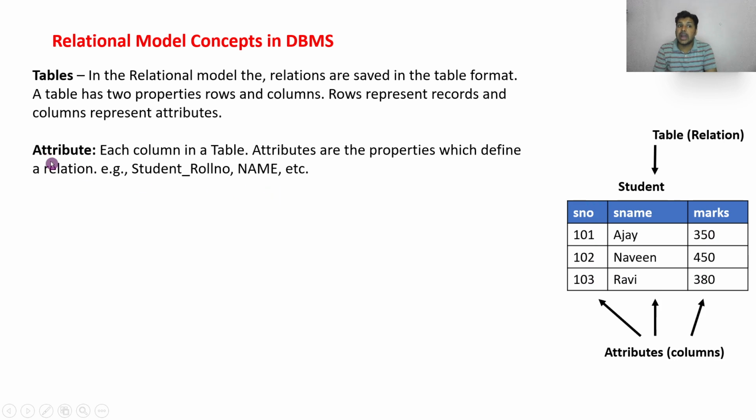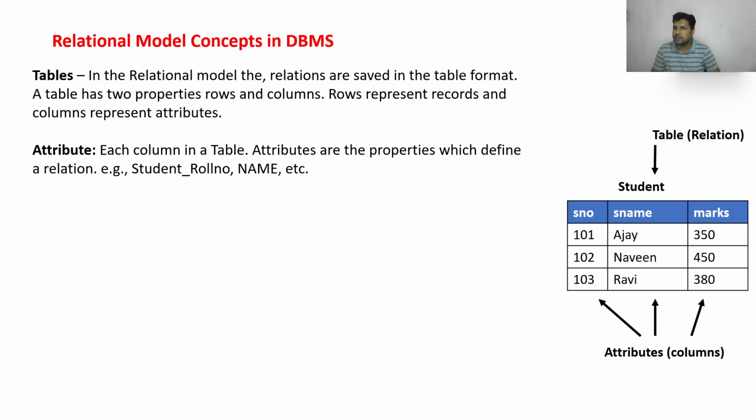Next, attributes. What is an attribute? As we said, columns are called attributes, for example serial number, S name, marks. Each column in a table is an attribute. Attributes are properties which define a relation, for example student: roll number, name, etc. If I say student, you will have a name, number, address, first name, last name. All these are properties, and they are represented in the form of attributes, nothing but columns.